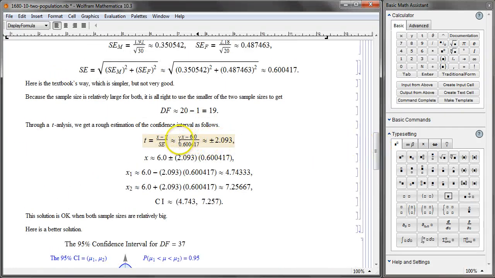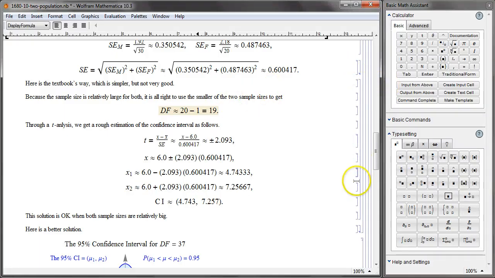So solving this equation, you get x equals 4.74, 7.26, kind of like that. And that's how you get the confidence interval. But this confidence interval is not very good because this degree of freedom is too low. We can do better than this.